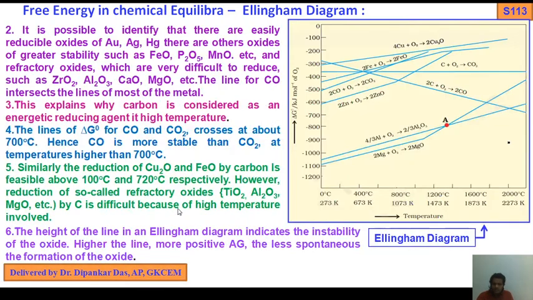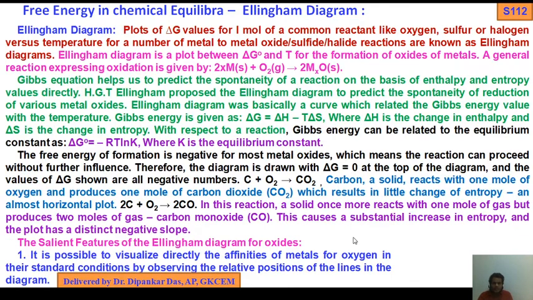Now the reaction 2C plus O2 gives 2CO. This is the 2CO2 and 2CO line. Now when you come to this point, in these reactions a solid once more reacts with 1 mole of gas, but produces 2 moles of gas, carbon monoxide. This causes a substantial increase in entropy, and the plot has a distinct negative slope.